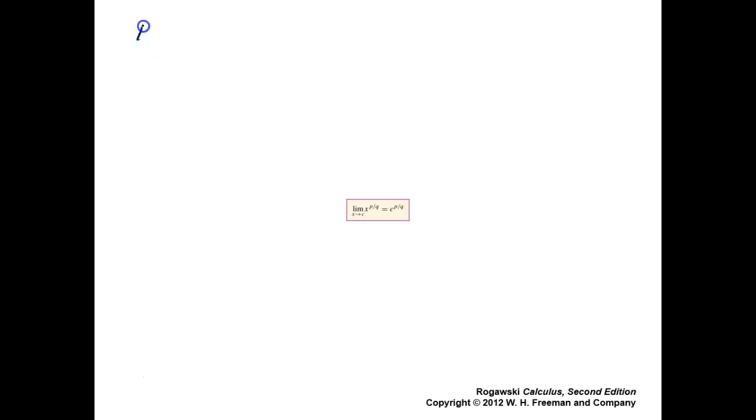Evaluate this one. The limit as t approaches 1 from the left-hand side, from the minus side, of t plus 6 over 2t to the 4th. What would that be?